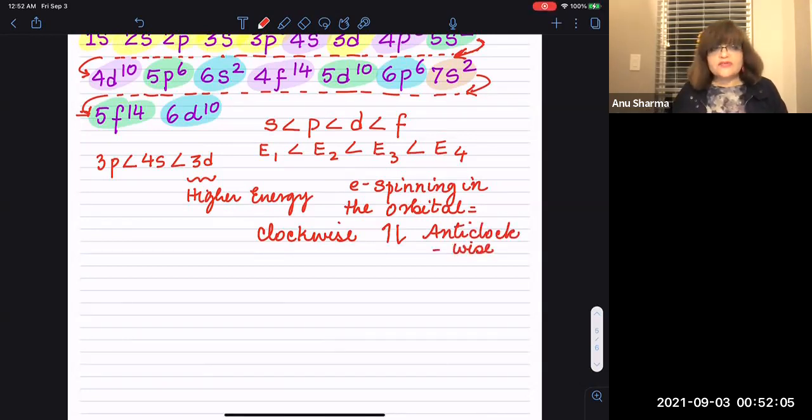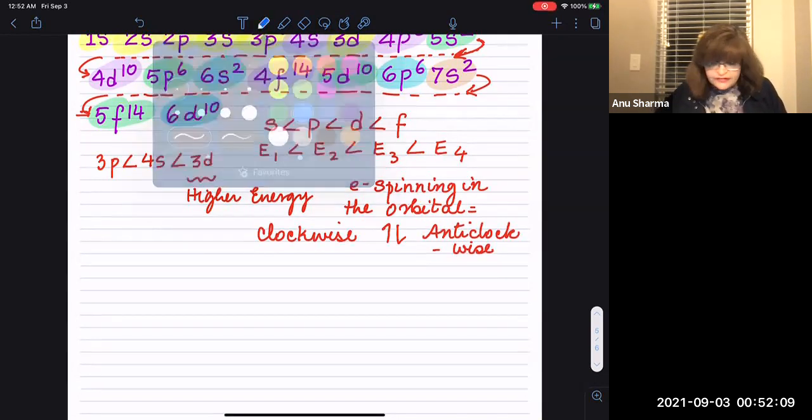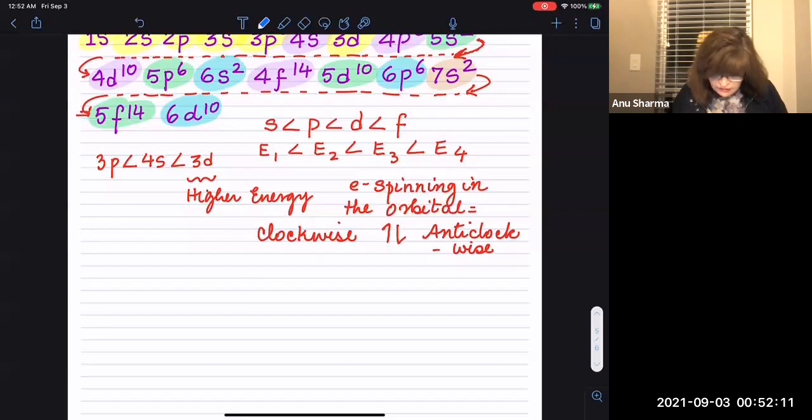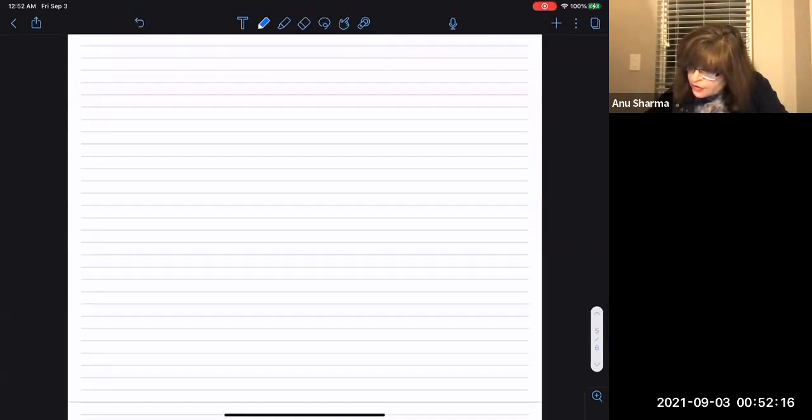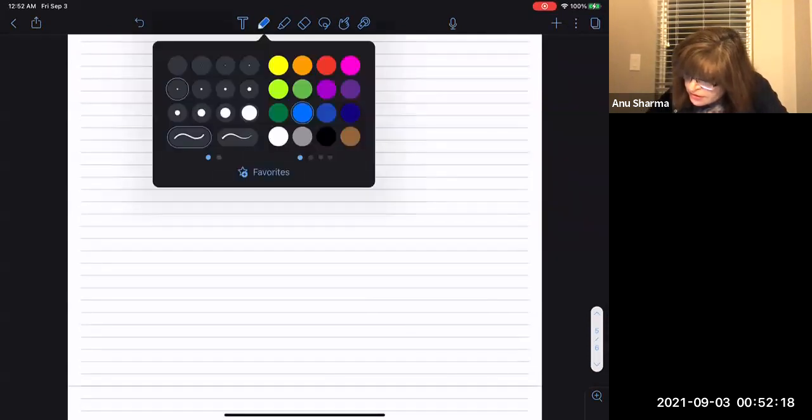Clockwise and anti-clockwise, okay? Like that. Okay, now we will have, so this is what we covered. Now let's start doing the actual electronic configurations.